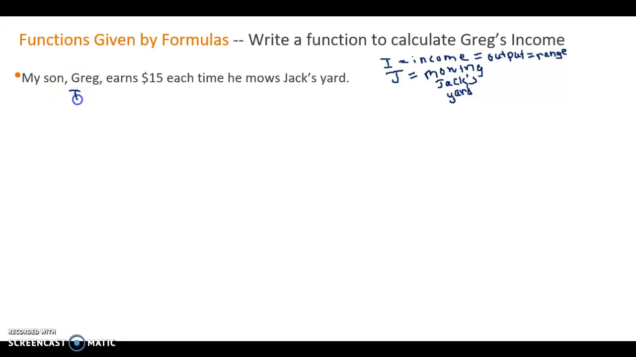So we are calculating income, and our income is based on an action, and that action goes in the parentheses. That action is mowing Jack's yard. So we are calculating income based on whether or not my son mows Jack's yard. So this mowing of Jack's yard is the input. That is what we have to do to get an income. And in algebra, that is called the domain.